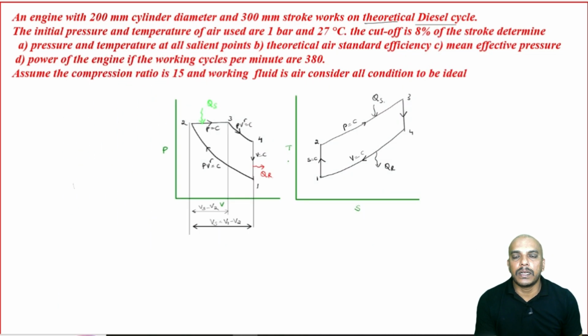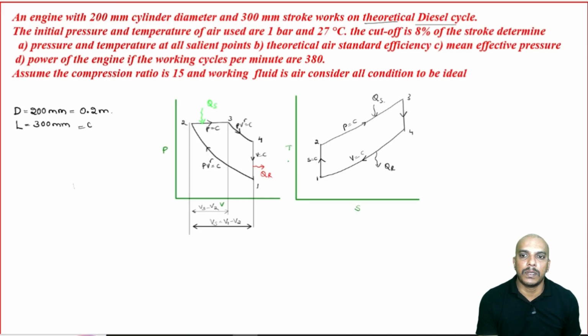Now, we have been given the diameter and length. So, let me write that 200 mm cylinder diameter. So, diameter is 200 into 10 power minus 3 meter, or we can straight away say it is 0.2 meter. And length is 300 mm, that is stroke. So, that will be 0.3 meter.